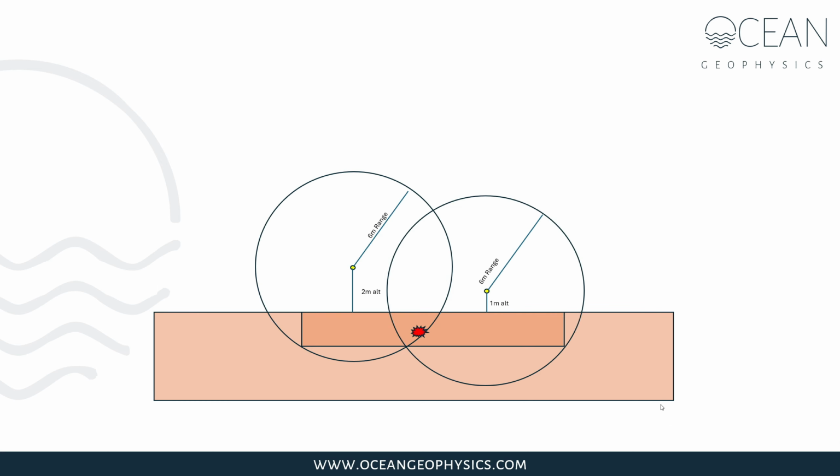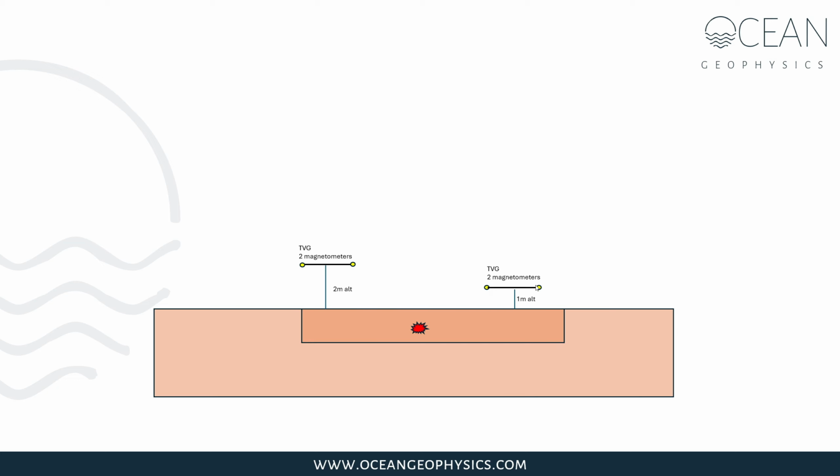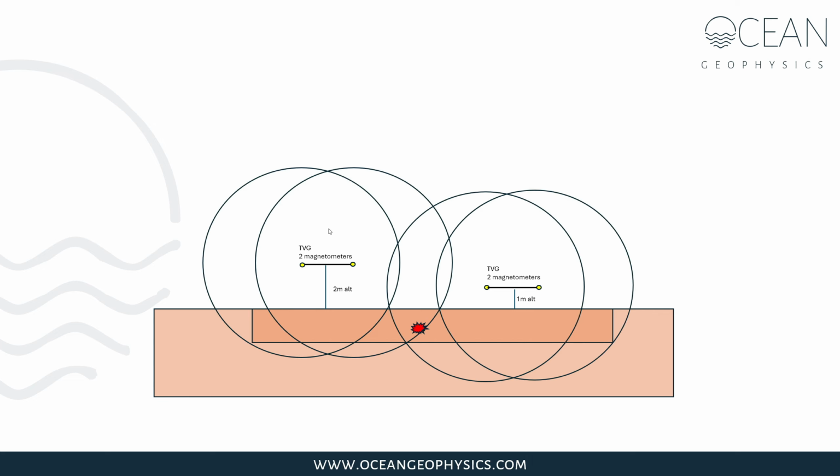Okay, we're going to move on to TVGs. So 2 magnetometers in the array. We've got 2 lines at 2 different altitudes. One line at 2 meters altitude, one line at 1 meter altitude, and we're looking at a TVG. So there are 2 magnetometers in each of these lines. And these magnetometers will all have their own spherical ranges.